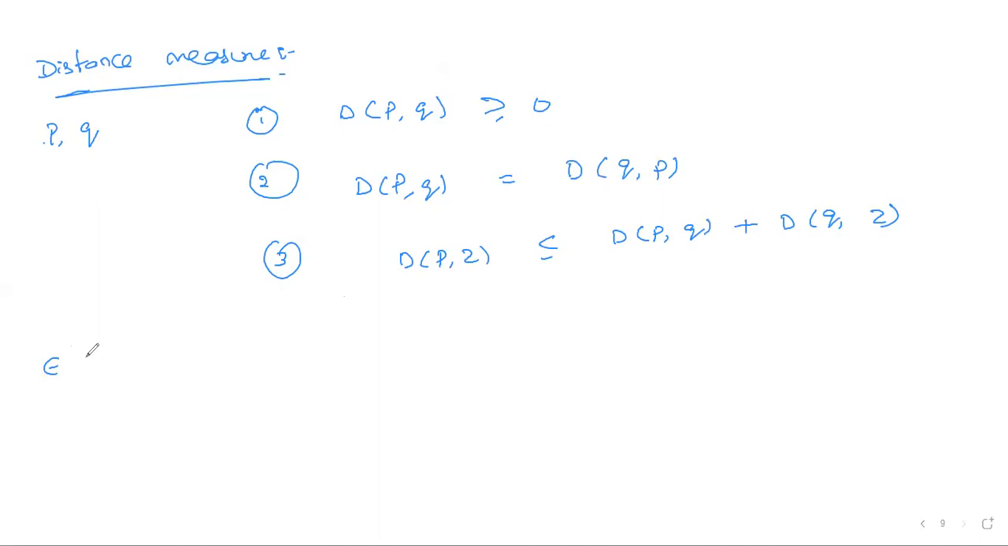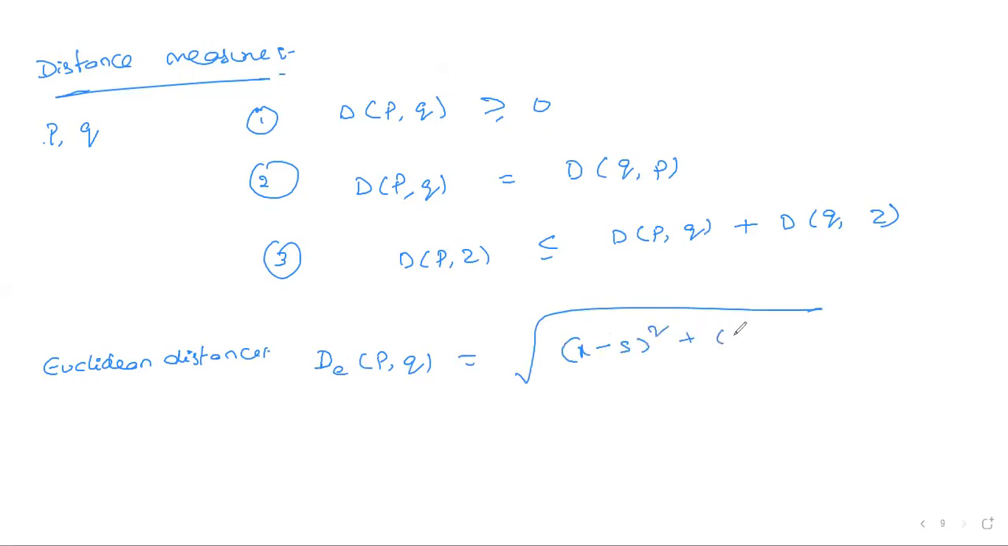In that, first one is Euclidean distance. Euclidean distance is given as d of P comma Q is equal to root of x minus s whole square plus y minus t whole square, where P is at x comma y position, Q is available at s comma t position. Okay, then the distance is given as like this, Euclidean distance.